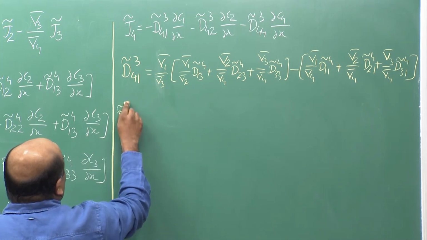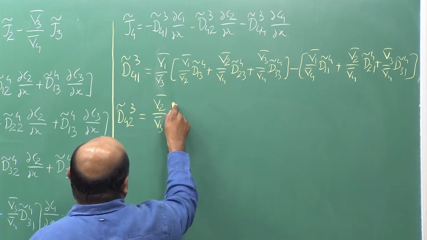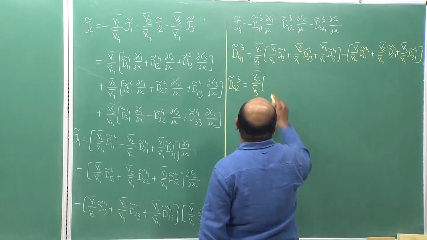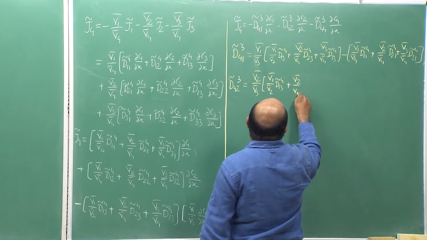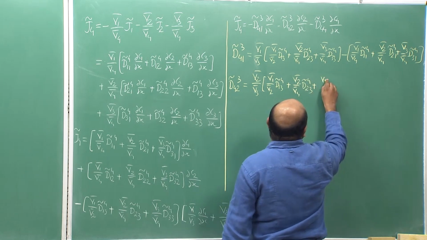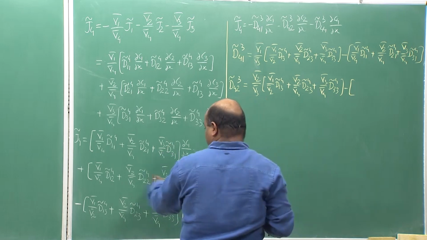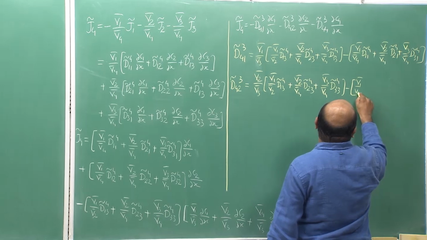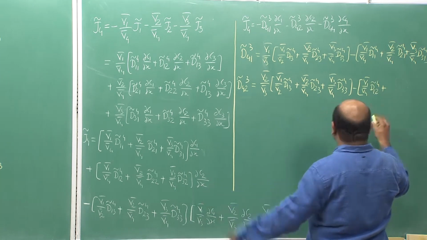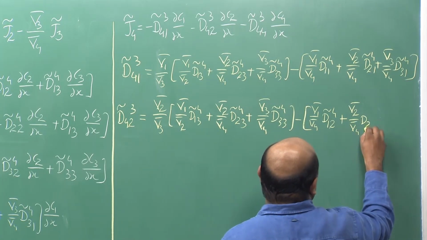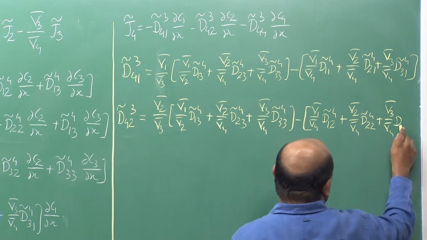Similarly, D42 tilde 3 should be equal to V2 bar by V3 bar times this bracket, again V1 bar over V2 bar D13 tilde 4 plus V2 bar over V4 bar D23 tilde 4 plus V3 bar over V4 bar D33 tilde 4, minus this one, V1 bar over V4 bar D12 tilde 4 plus V2 bar over V4 bar D22 tilde 4 plus V3 bar over V4 bar D32 tilde 4.